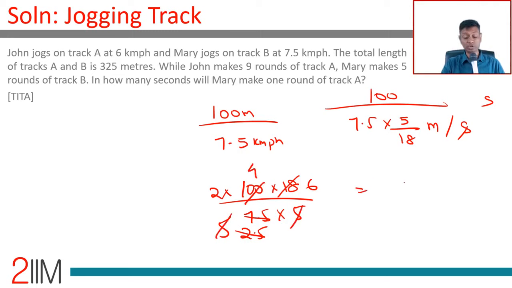2 into 4 into 6 seconds. 2 into 4 is 8. 8 into 6, 48 seconds. So Mary will take 48 seconds to make 1 round of track A.